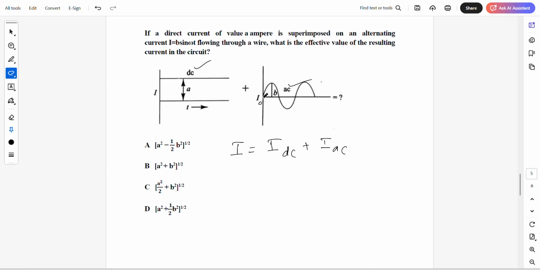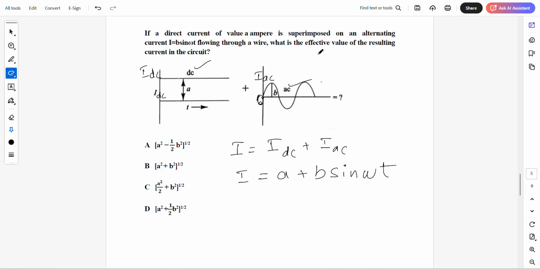It is starting from 0. This is I, this is IDC, and this is IAC. This is 0, starting from 0. This is IAC, this is IDC. IDC plus IAC. How much is IDC? They have given the amplitude as A. IAC is given as B sine of omega t. So I is equal to A plus B sine of omega t.